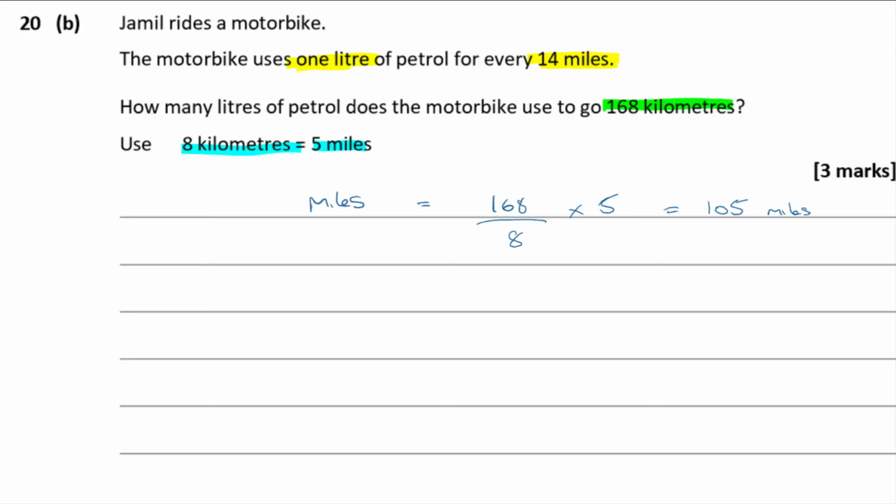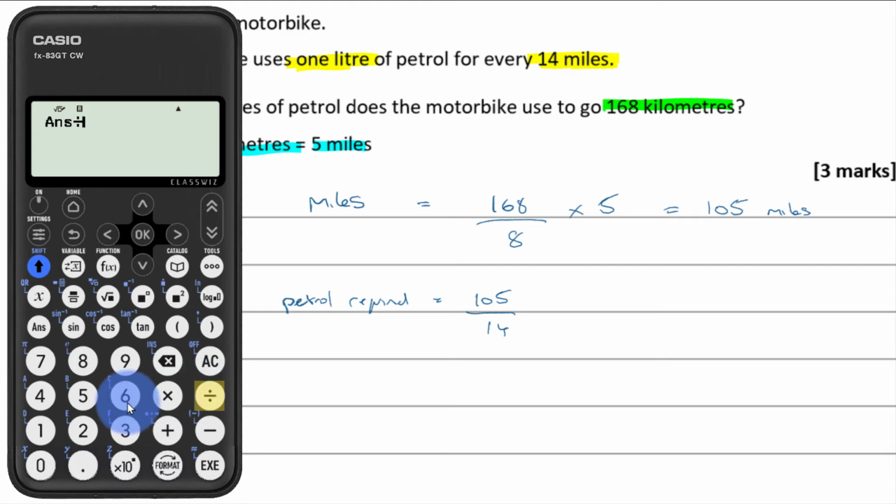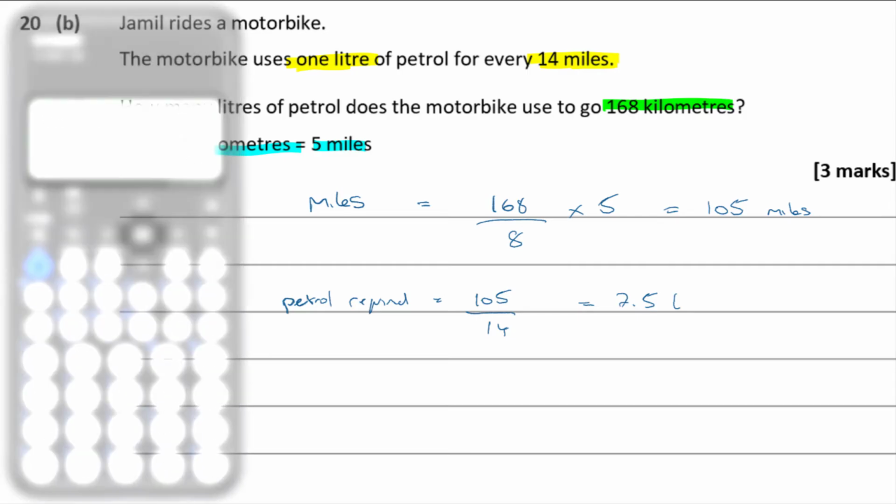So now we know the number of miles, and we know that the motorbike uses 1 litre of petrol for every 14 miles. We can then work out the amount of petrol required. So petrol required is going to be the 105 miles that we need to travel divided by the 14 miles it can do on every litre. So what's that then? 105 divided by 14, that's 7.5. So we require 7.5 litres. Okay, that's the answer, 7.5 litres.